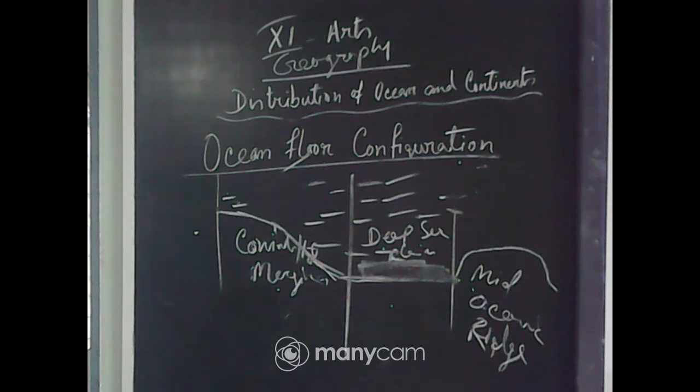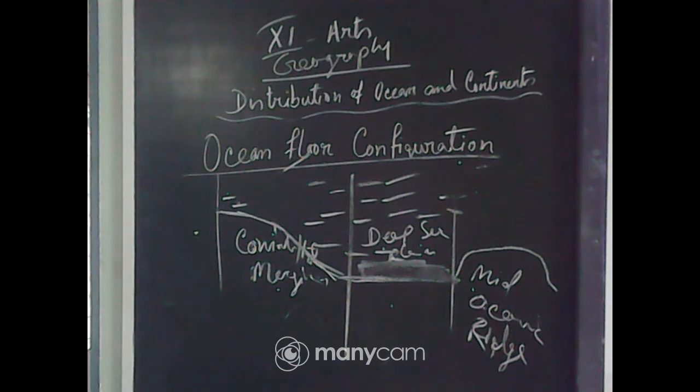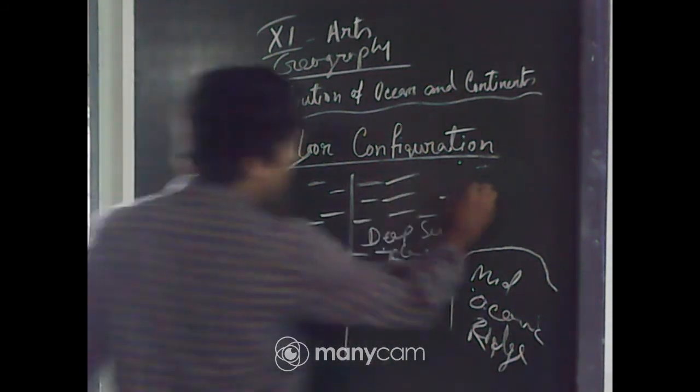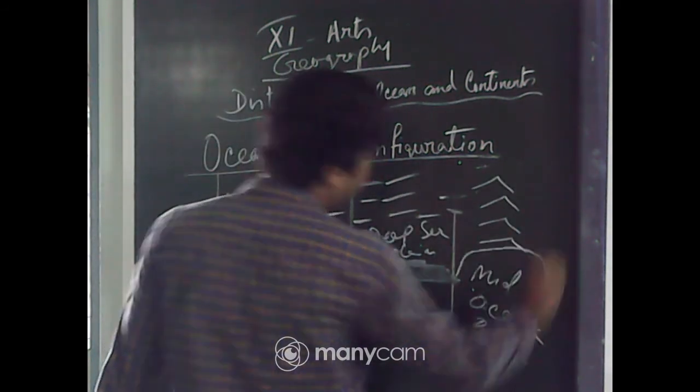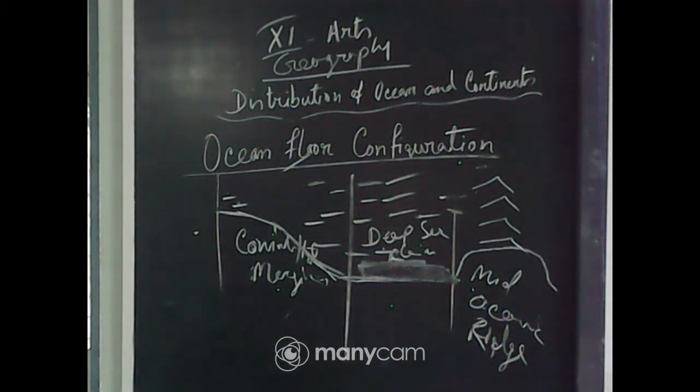And the last topic, this is mid-oceanic ridge. This is the middle part of the ocean, and it is higher than the surrounding area. These form an interconnecting chain of mountain system within the ocean. In the mid-oceanic ridge, there are mountains like that. They have a chain of mountains, and it is the longest mountain chain on the surface of the earth, though submerged under the oceanic water.